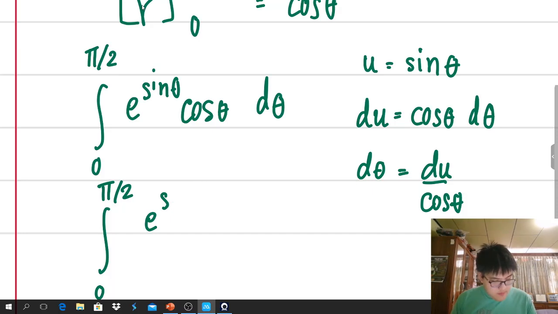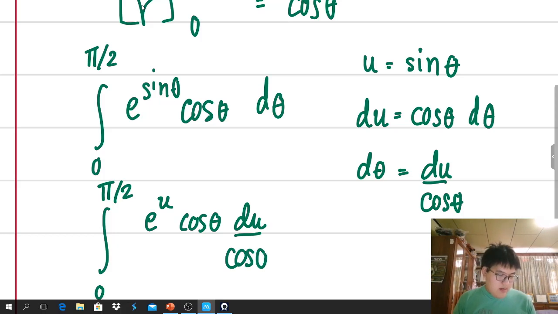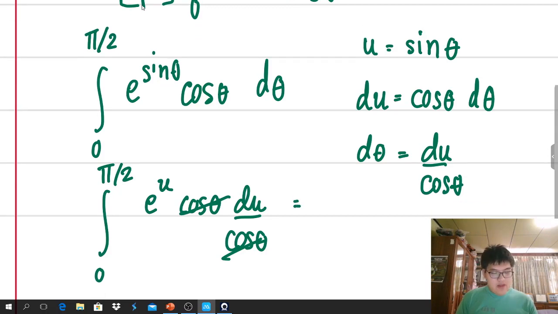Here, we let u equal to sine theta, and this one, cosine theta is just here, but we change to du over cosine theta. This is amazing. You can cross it out. And the integral of e to the power of u, we will get e to the u as well. And the bounds are pi over 2 and 0.